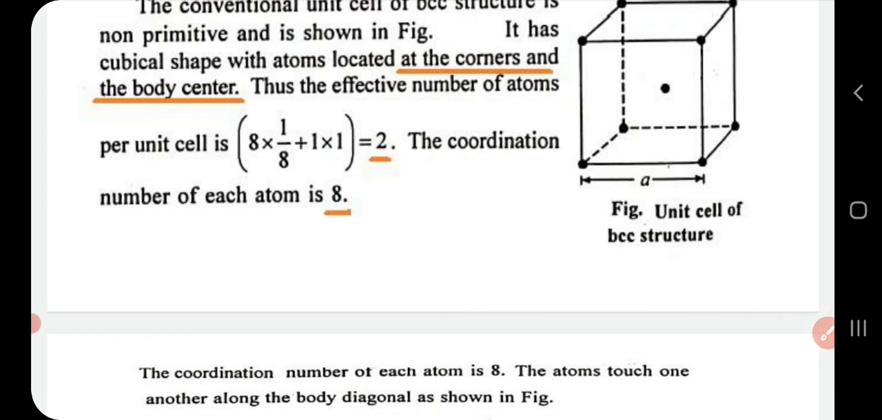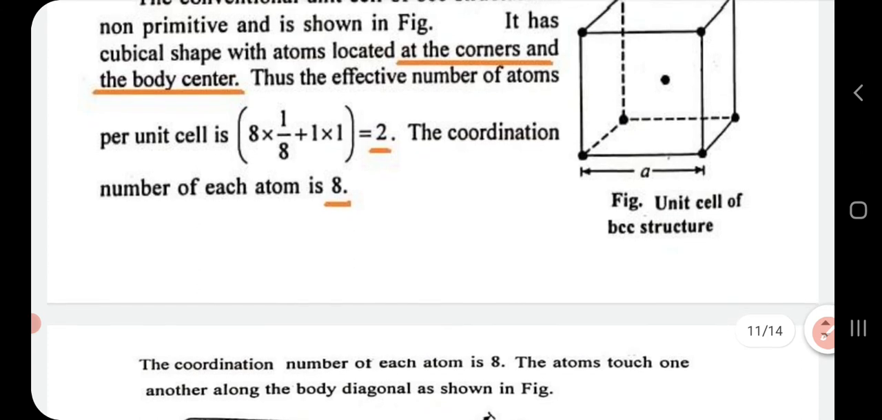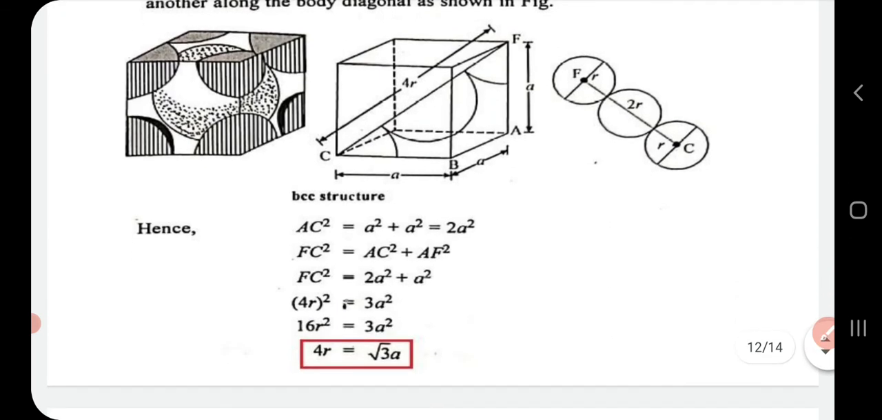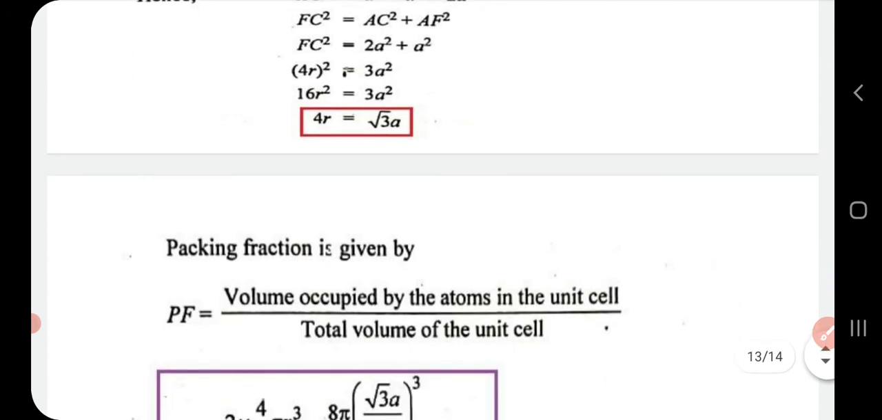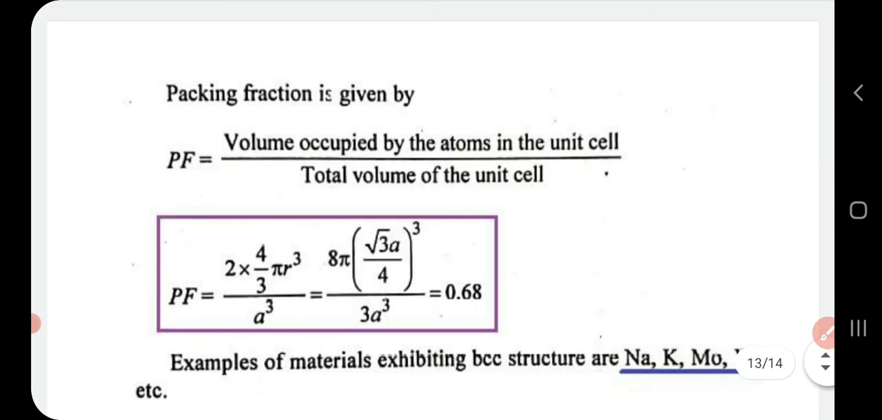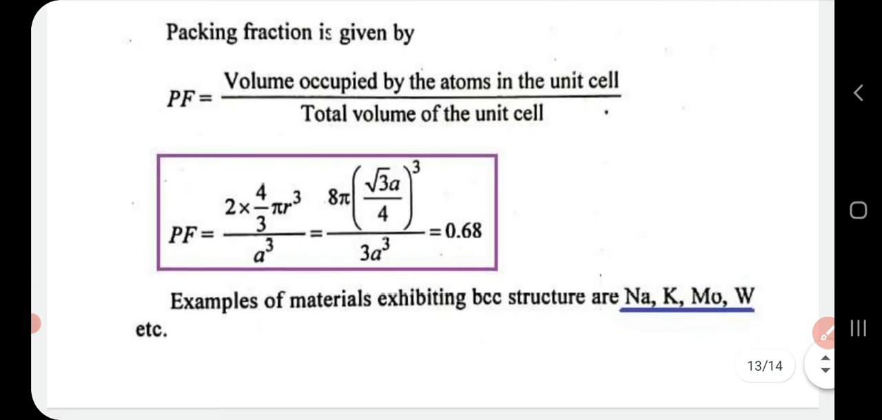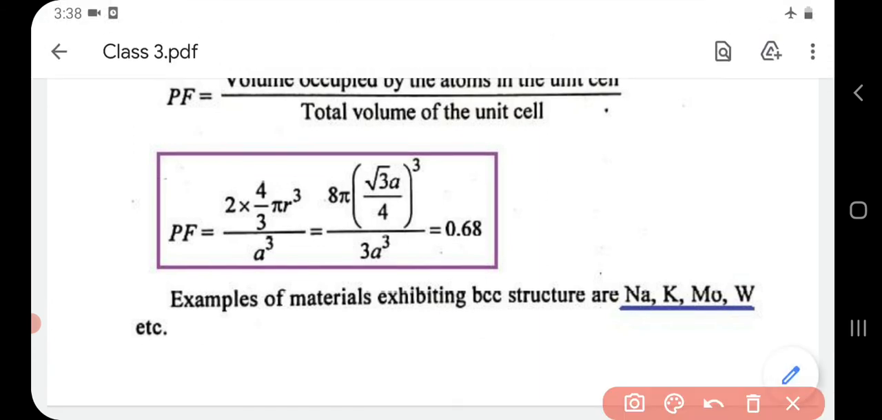Effective number of atoms per unit cell is 2. Coordination number of each atom is 8. Then the relation between interatomic distance and atomic radius is 4r equal to root 3a, and packing fraction is 0.68. See, it is less than 0.74, right? Packing fraction is the volume occupied by atoms in unit cell to total volume of unit cell. If you don't remember all these numerical calculations, it is enough you write packing fraction is 0.68. Examples are sodium, potassium, molybdenum, tungsten.